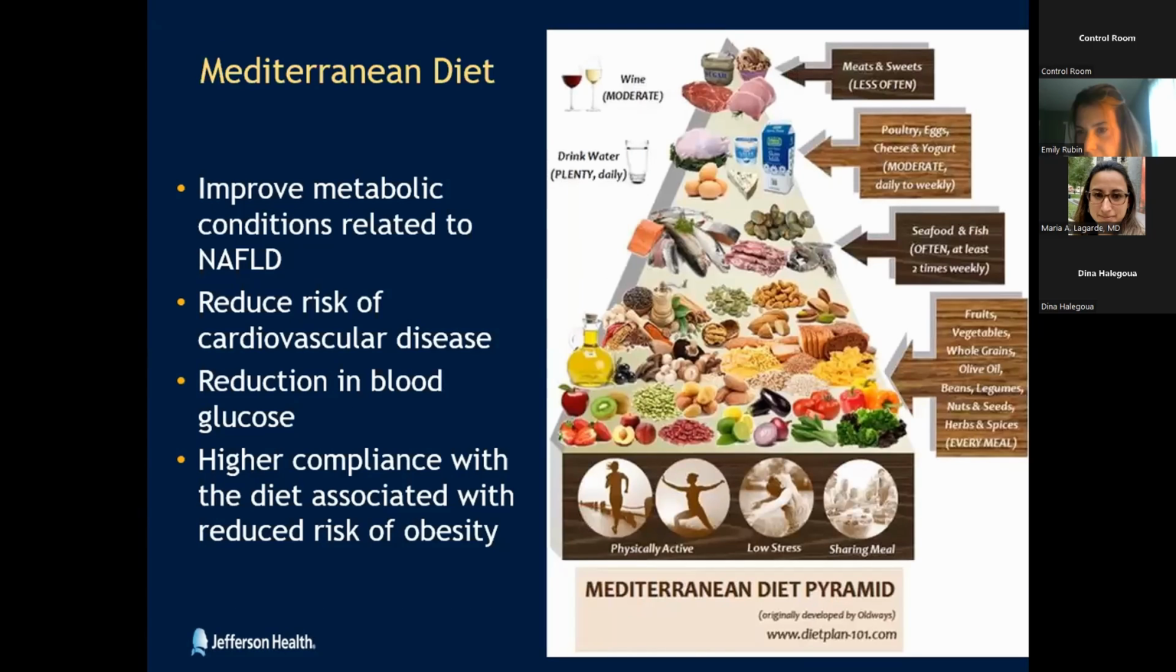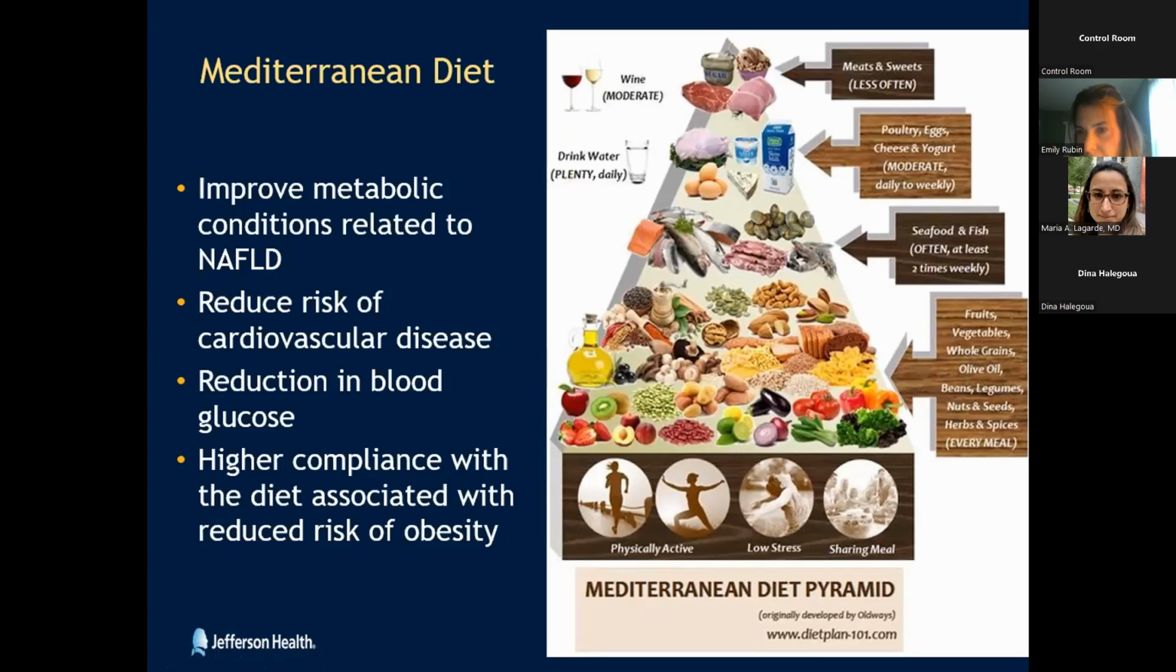So let's talk about the Mediterranean diet, because we know the benefits of this particular diet. It improves the metabolic conditions related to fatty liver, heart disease, all the positive parts of obesity and fatty liver. Basically having our sweets less often, fish 2 times a week, whole grains, and being physically active with low stress. And what's really interesting is that sharing a meal is really important too, especially when you dine out. It may help save calories.